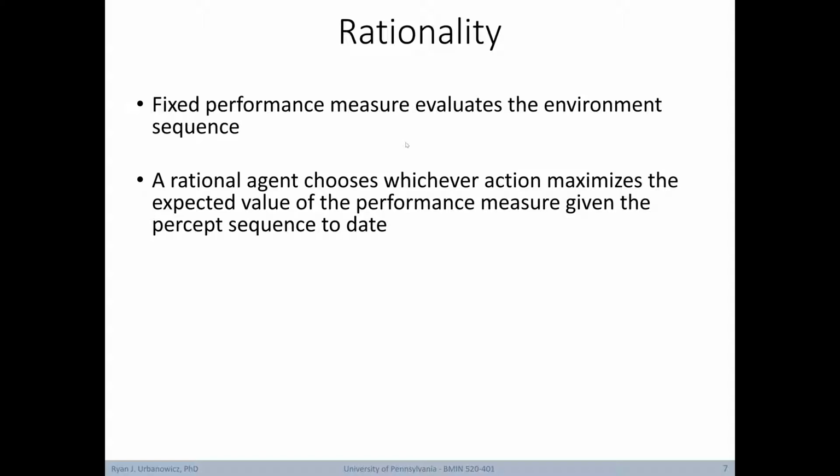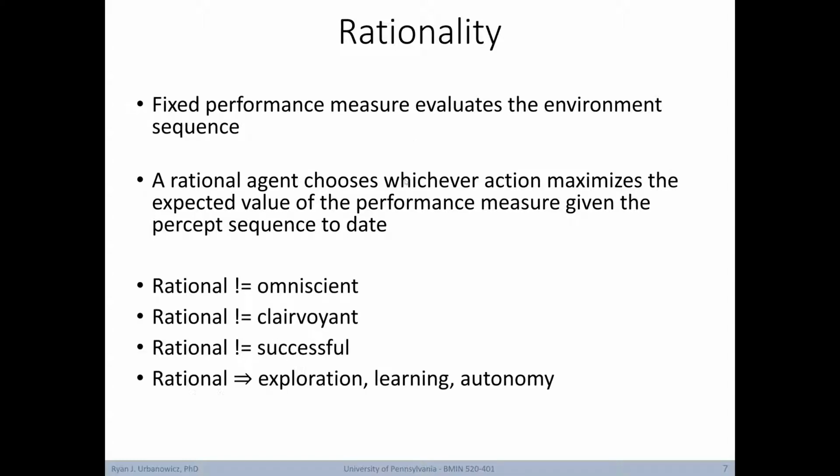Here we're diving into agents as if we're dealing with multi-step problems, which might be the purview of something like reinforcement learning. However, we can also think of agents as dealing with supervised learning situations where we have a single input from the environment and we want to make a single decision. One thing to note about rationality is that a rational agent isn't necessarily omniscient or clairvoyant or even necessarily successful. Having a rational agent is all about having an agent that can explore, learn, and act autonomously.